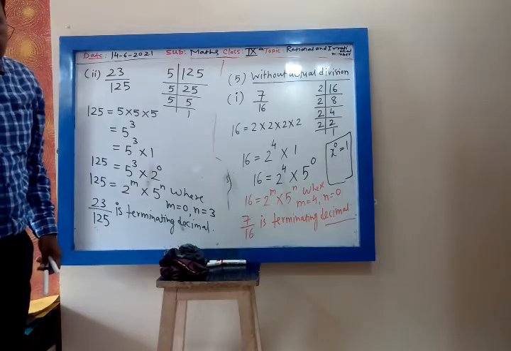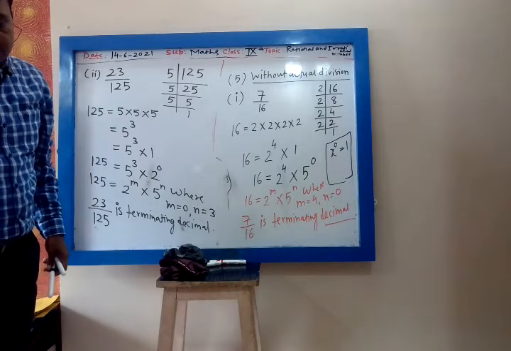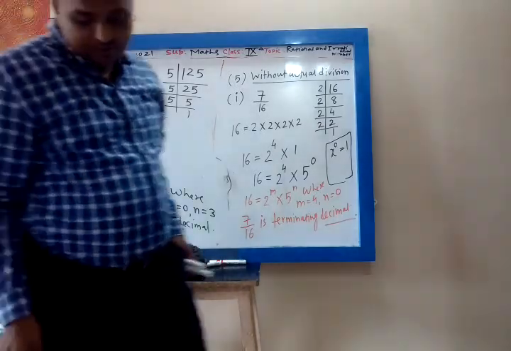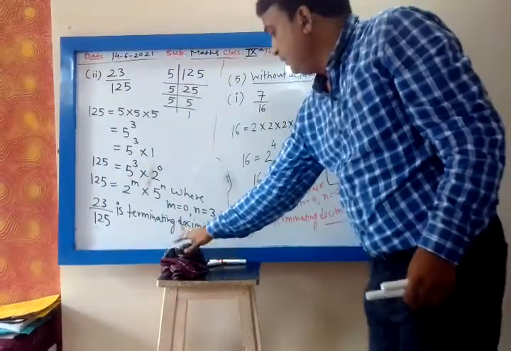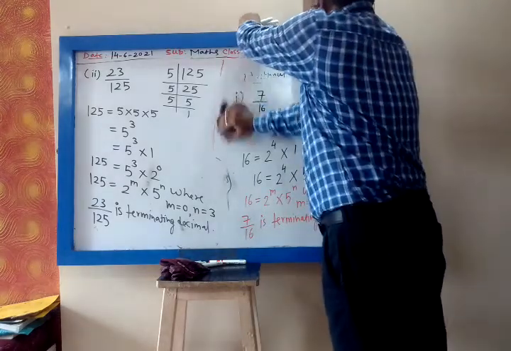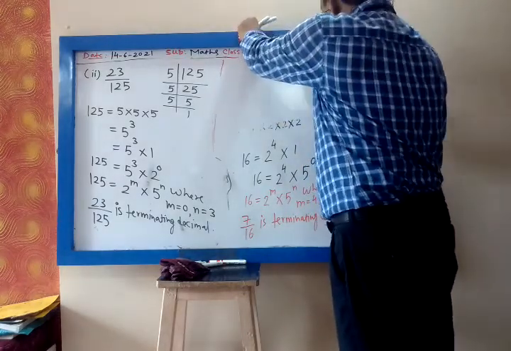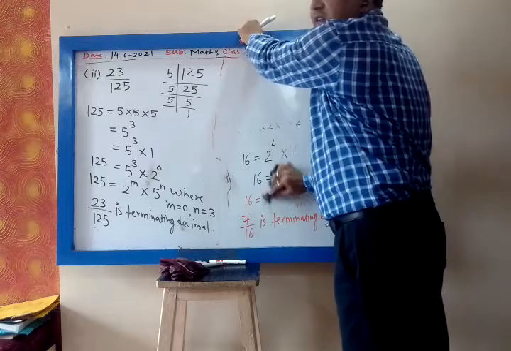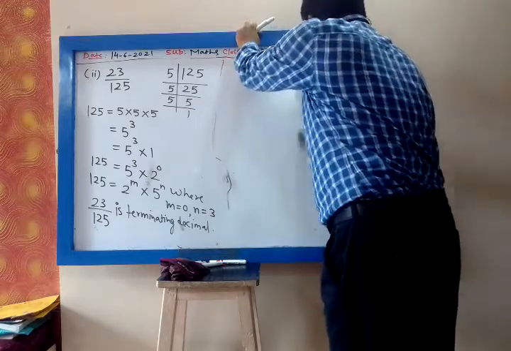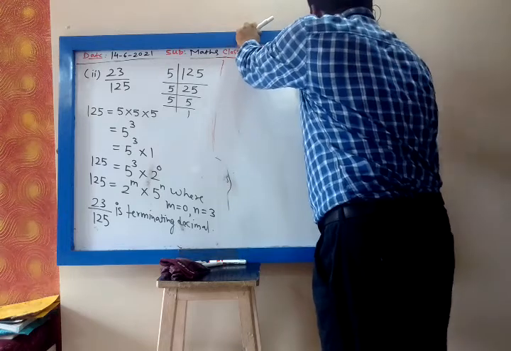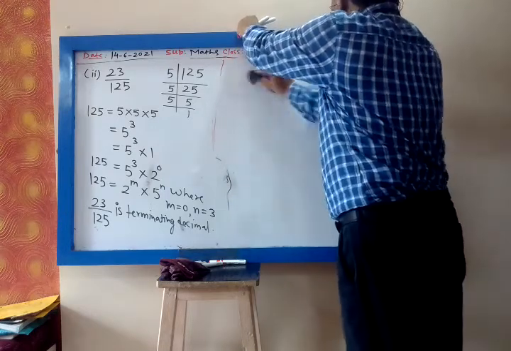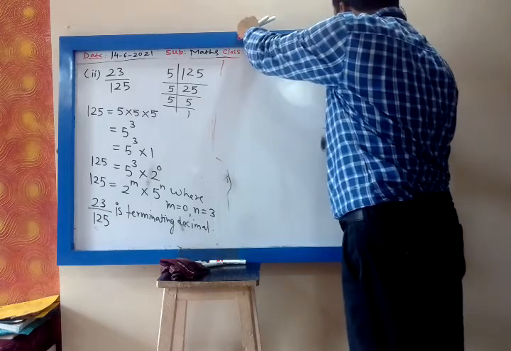Let us take 9 upon 14. Let me write a few numbers, then you suggest which one I should do. I will do only one. Without doing actual division, we can conclude whether the number is a terminating decimal or not. If the denominator of the rational number can be expressed in the form of 2 raised to m into 5 raised to n, where m and n are whole numbers, then it is a terminating decimal.